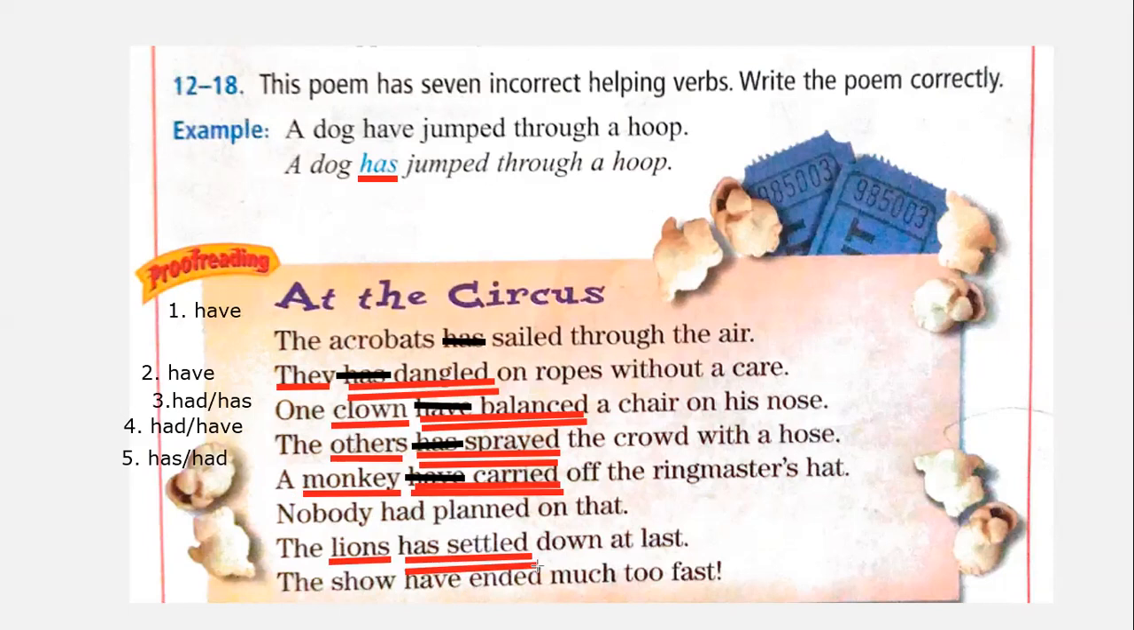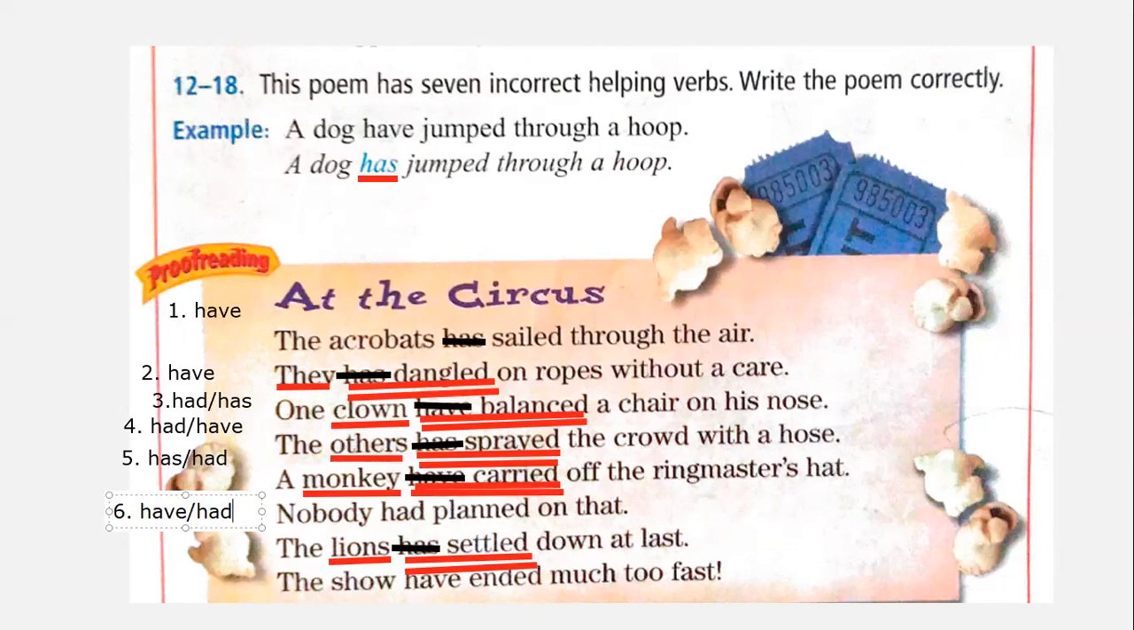So we have has, and we know has is supposed to be used with singular subjects, okay? So we look at the subject and we see lions. And lions is a word that's talking about more than one. So we know that that will be incorrect. So we have to correct it and cross out has. And then we say the lions, what would be the correct helping verb for this? The lions, if you said have, you're correct. And if you said had, that is correct as well. So we have 6 out of 7 mistakes.